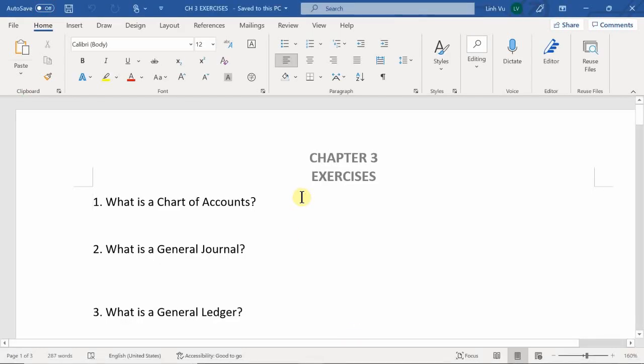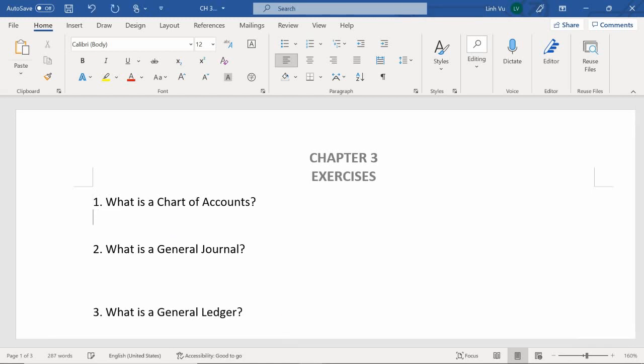All right, so number 1, what is the chart of accounts? It is a list. A list of what?